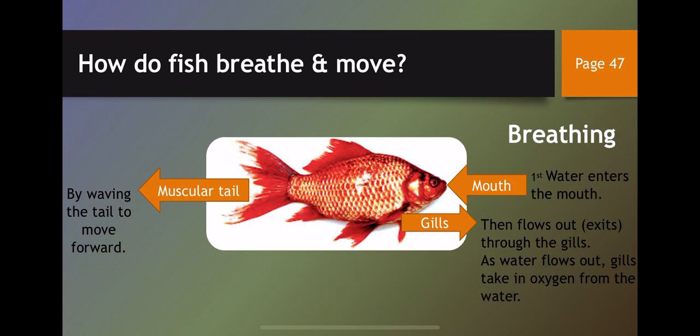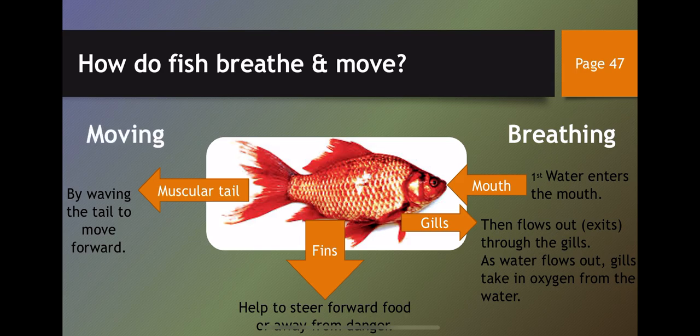There is another structure that helps in moving. Do you know what it is? Yes, a fin. And actually, the fish has more than one fin. So the fins help to steer toward food or away from danger. So we can say the fins help to move the fish in a direction. So the muscular tail and fins help in moving.